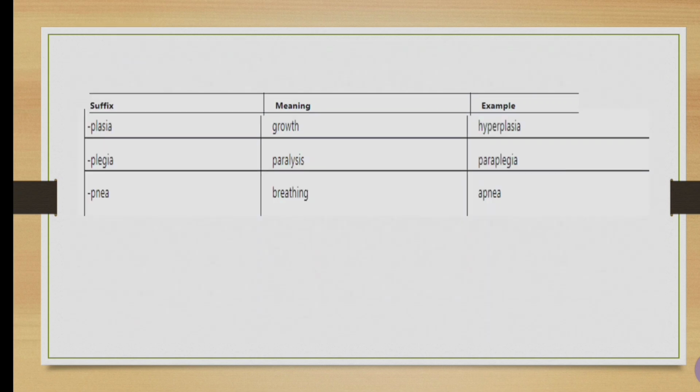Here there are few more conditions. Plasia meaning growth, for example, hyperplasia. Plegia meaning paralysis, example, paraplegia. Apnea meaning breathing.